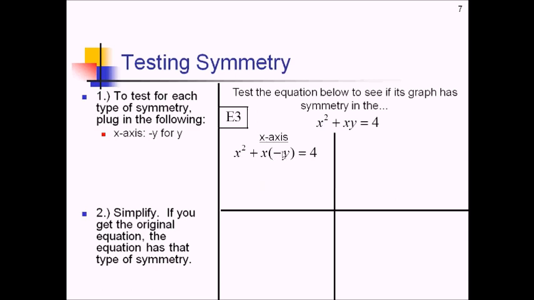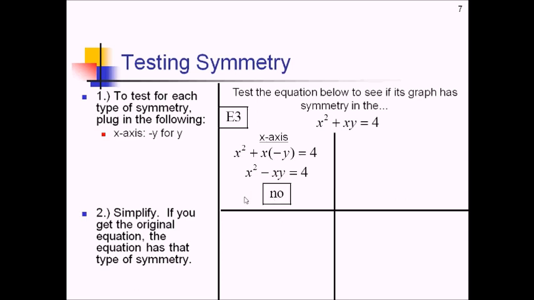So if we simplify this, we can write this as x squared minus xy equals 4. And that is definitely different than what we started with. There's no way to make this and this the same. So we would say we do not have x-axis symmetry.